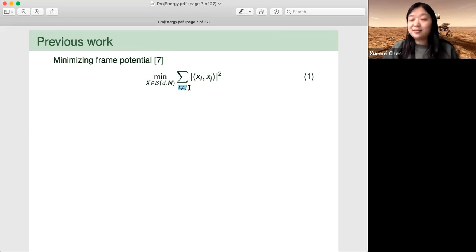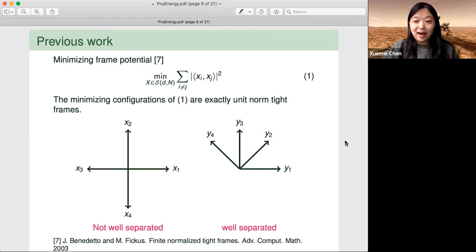You can keep it here, but let's just get rid of it to be consistent throughout the talk. So no diagonal elements. You sum up all these pairwise inner products, and then you want to minimize among all N-point configurations. This is a well-known result by Benedetto and Fickus: it only gives you tight frames.